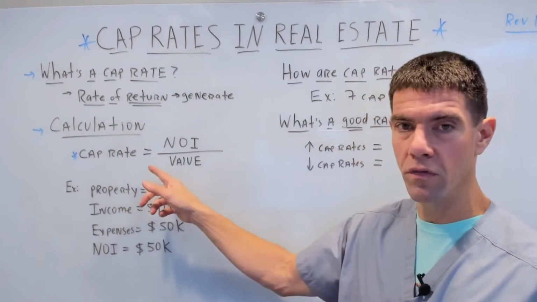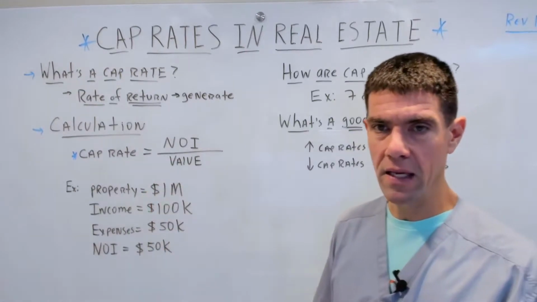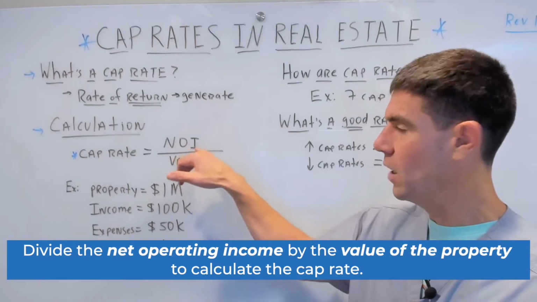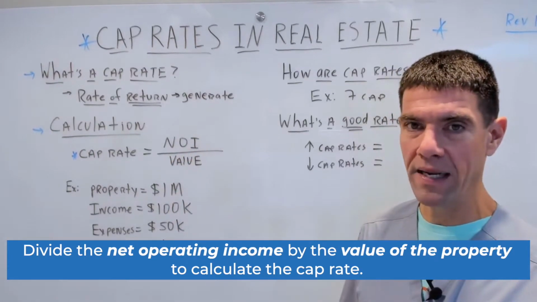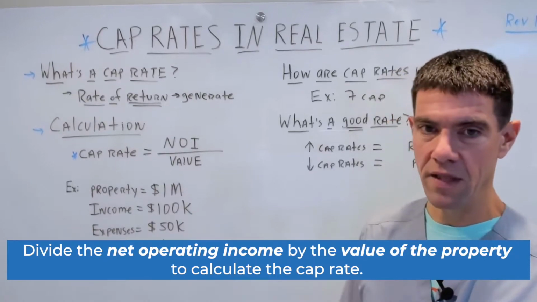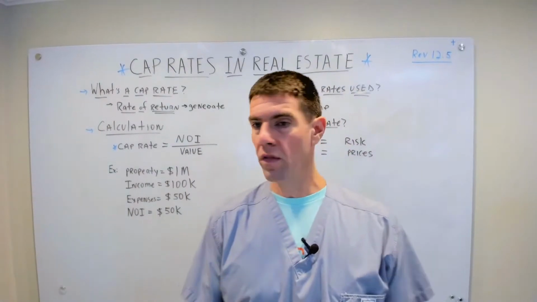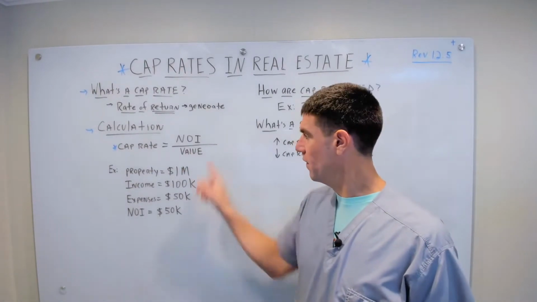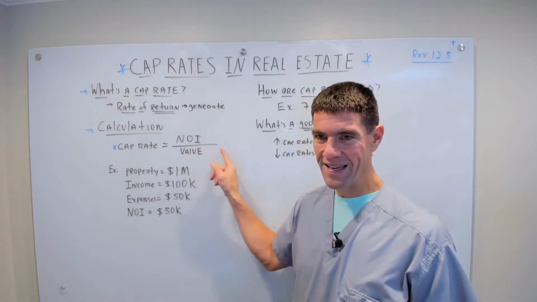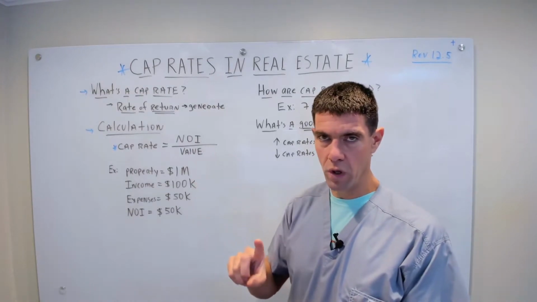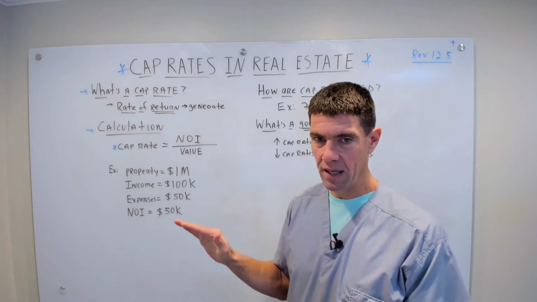So let's start off with the formula. To calculate the cap rate of a property, you simply divide the NOI, or that's the net operating income, by the value of the property. And this will give you the cap rate. Now, one thing that you may notice in this calculation is that this particular formula does not take into account any debt. So regarding mortgage or interest payment, anything like that.